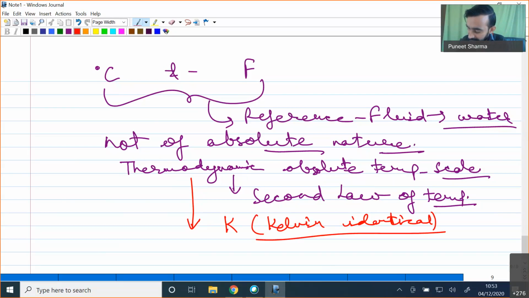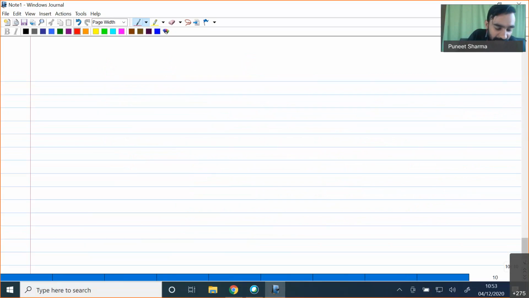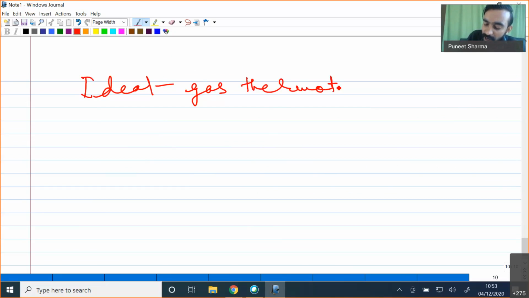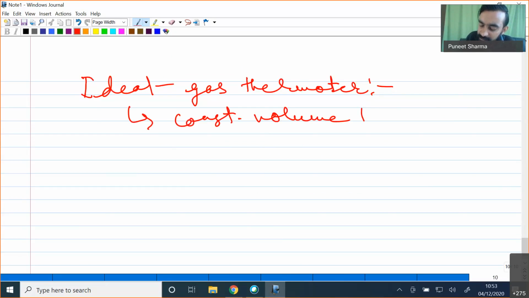Okay. Then initially, when we started the idea of measurement of temperature, and when we tried to obtain the absolute value of the temperature, we took the help of the ideal gas thermometer. Okay, so the ideal gas thermometer is nothing but a constant volume temperature measurement device. It is constant volume temperature measurement.